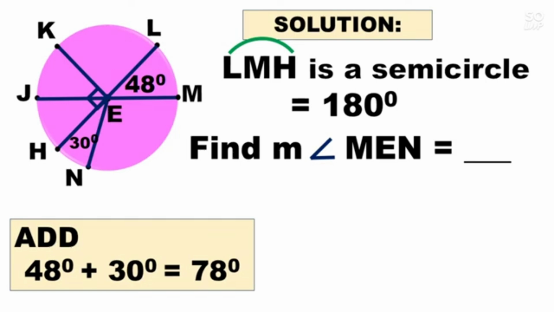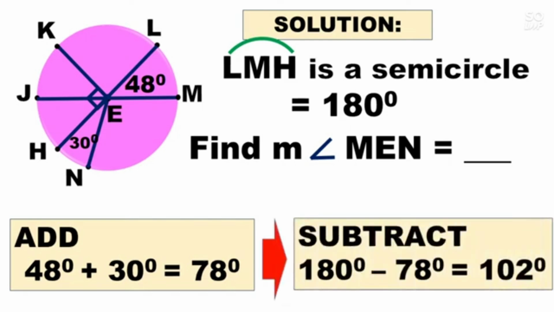Okay, so since LMH is semicircle, it is equal to 180. Okay, so since binigay niya na yung dalawang angle niya, which is 48 at saka 30, add natin yung 78 degrees. And then, isusubtract natin yung 180 degrees na semicircle doon sa 78 degrees. Okay, then, ang sagot is 102 degrees. Therefore, the measure of angle MEN is 102 degrees.